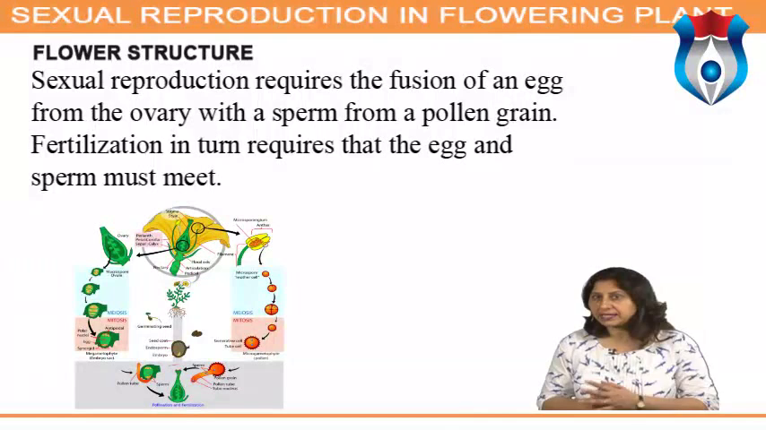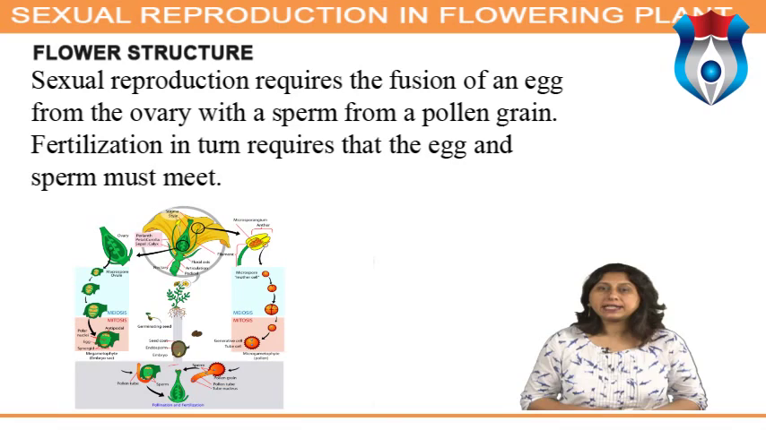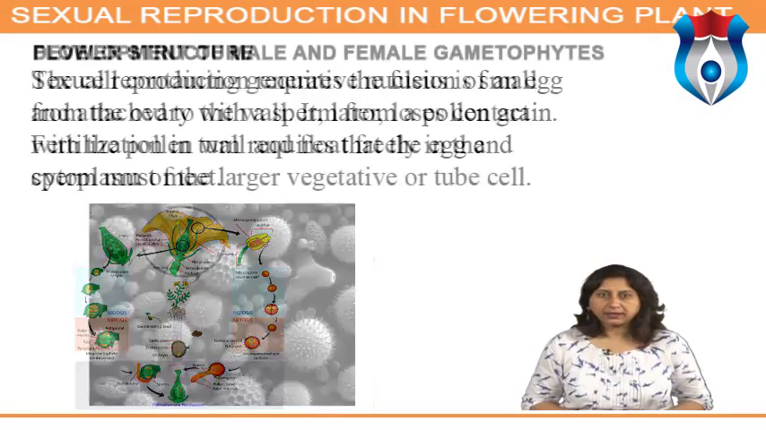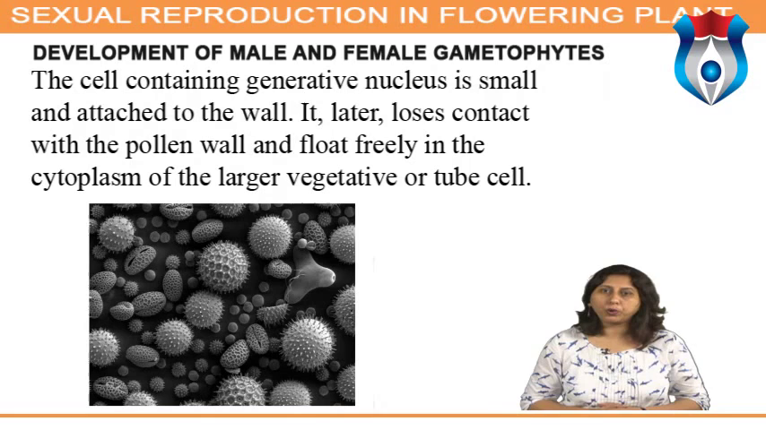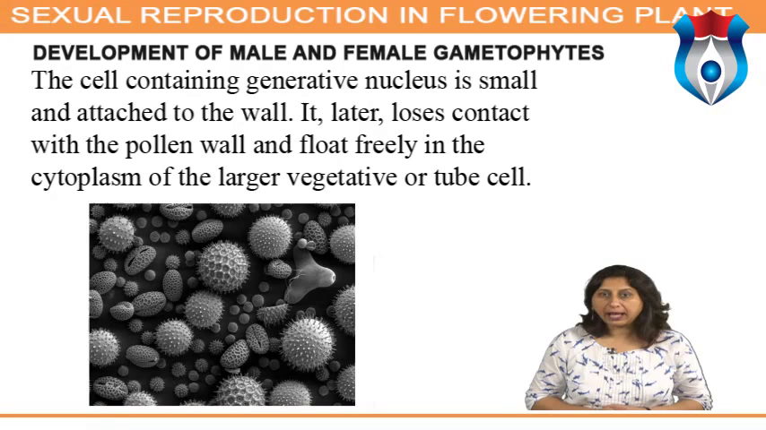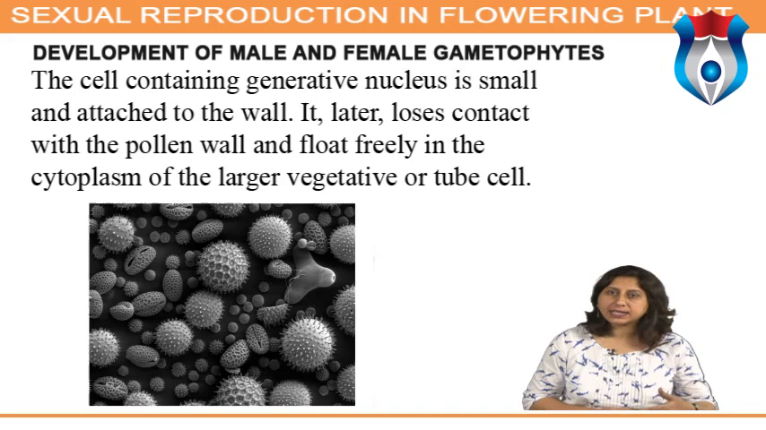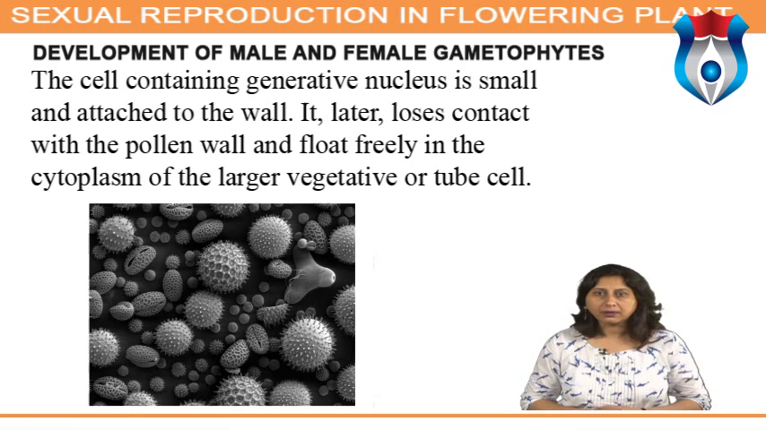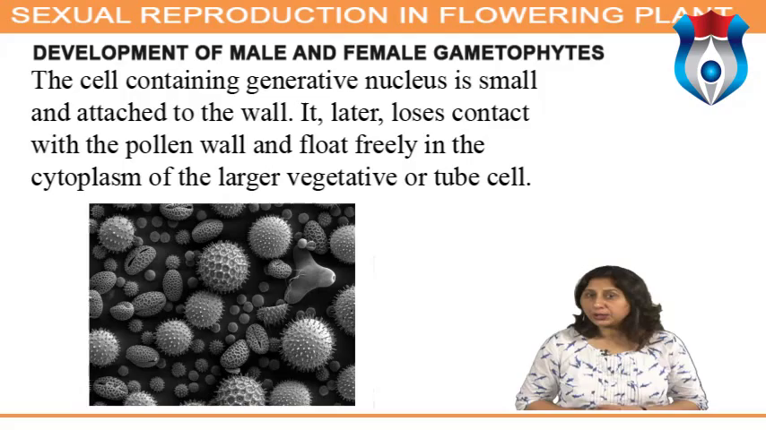The two cells may derive from the same plant, leading to selfing, or from different plants, leading to outcrossing. The cell containing the generative nucleus is small and attached to the wall. It later loses contact with the pollen wall and floats freely in the cytoplasm of the larger vegetative or tube cell. During the germination of the pollen grain, the pollen tube develops through a germ pore. The vegetative nucleus moves first into the pollen tube, followed by the generative cell. The generative cell divides mitotically, forming two male nuclei or sperms.